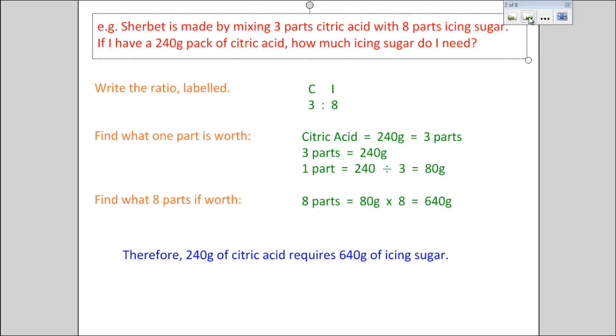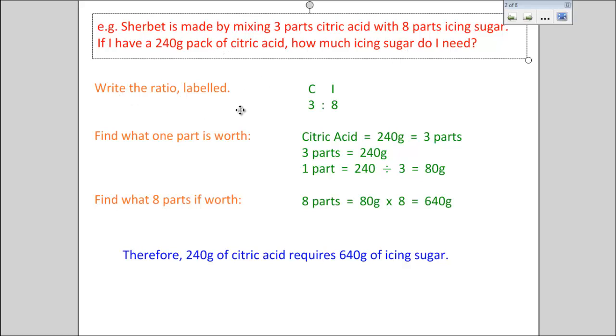Alright, so here's an example. We're looking at making sherbet. It's made by mixing 3 parts citric acid with 8 parts icing sugar. So if I have a 240 gram pack of citric acid, so we're just given one side of the ratio, how much icing sugar do I need? So we're using one side to find what the other side's worth.